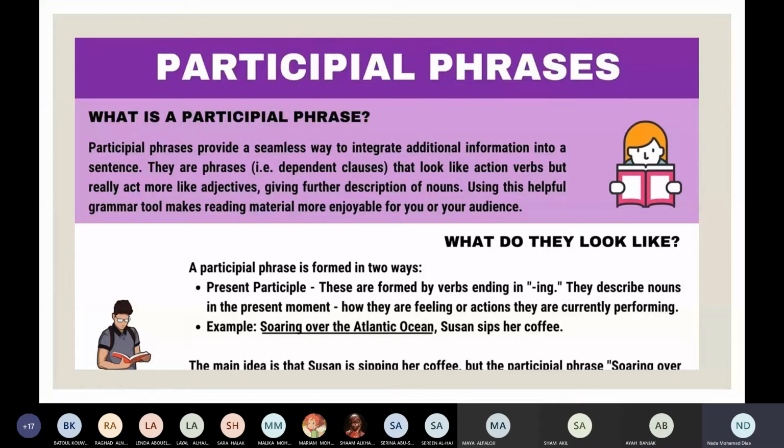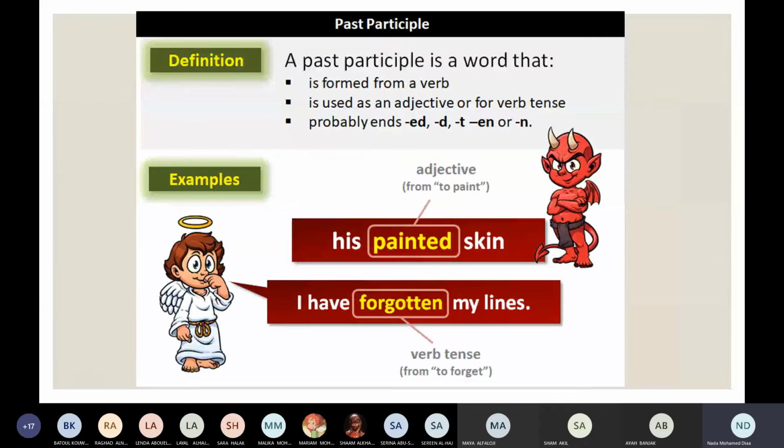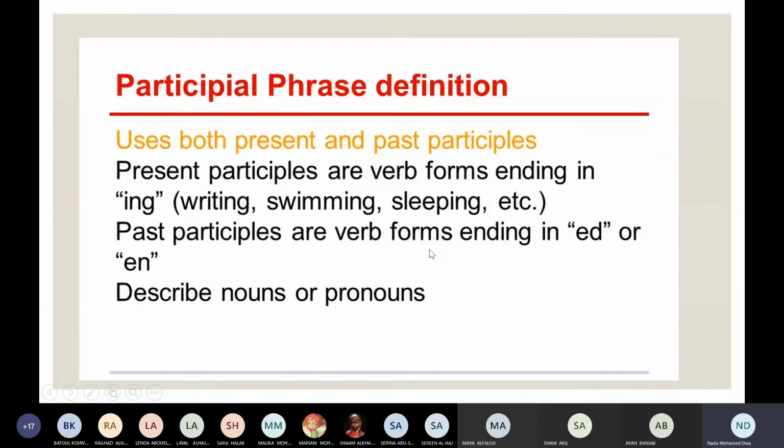Okay, here, the same. Participial phrase. Now we finished the participles. We took the word painted, painted participle. What if we have a participial phrase? The definition of participial phrase: use both present and past participles. Present participles are verb forms ending in ing: writing, swimming, sleeping. The past participles are verb forms in ed or irregular. They describe a noun or pronoun.